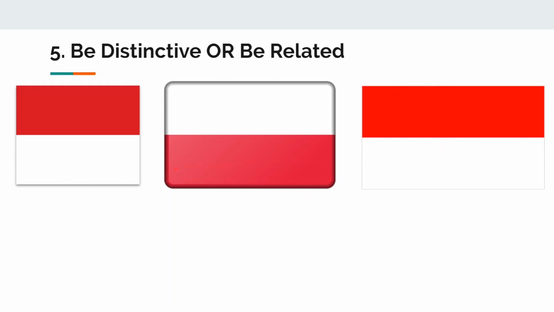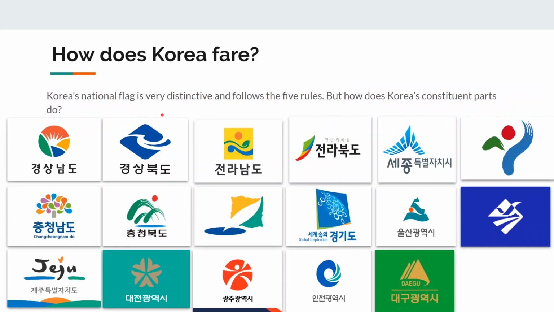All very, very similar, and they have no connection to each other whatsoever. They're very different. Each one is very distinct and different from the other. But their flags are very, very similar. They need to talk to each other and figure something out. So, how does Korea fare?